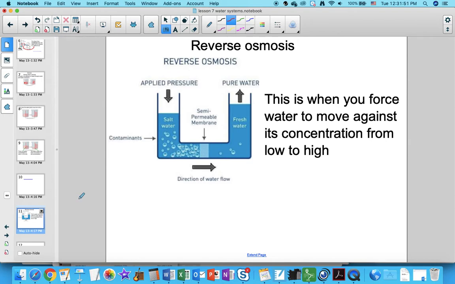In reverse osmosis, you force the water to move against that concentration gradient. You're forcing water to move from low to high. In this salt water, you're applying this pressure to push this water through the membrane, because again, that membrane only lets water through. And so water is going to be pushed through and the salt's going to be left behind. So you're pushing water from low to high concentration. And that's why it's reverse osmosis.